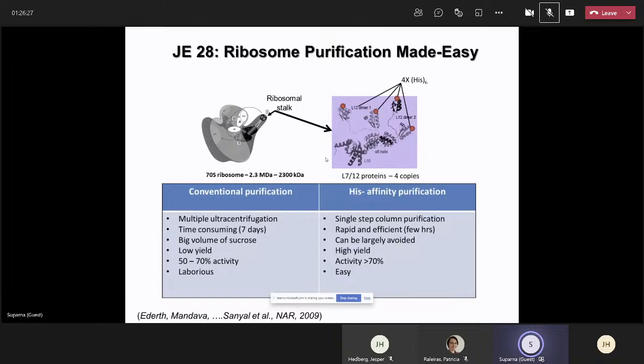And then after extraction, if you compare activity, conventional purification gives activity varying between 50 to 70% of the ribosomes. Whereas in the His-tag affinity purification, we always see 70% or even higher activity. So to cut the long story short, the conventional purification is very laborious, time and cost intensive, whereas the His affinity purification is very easy and fast, and it's a very low cost method.